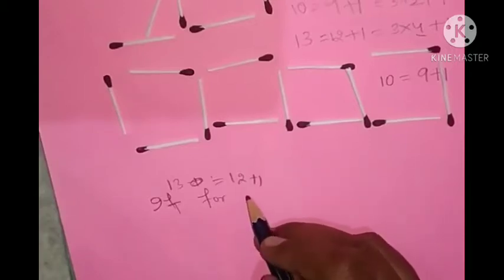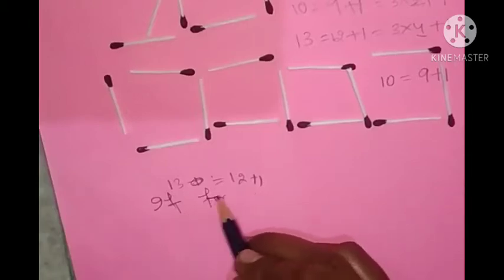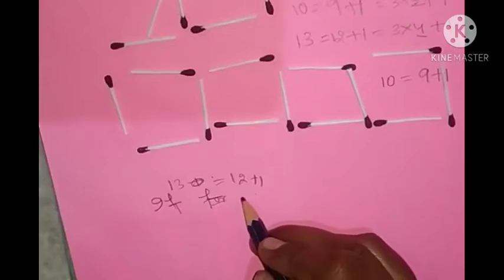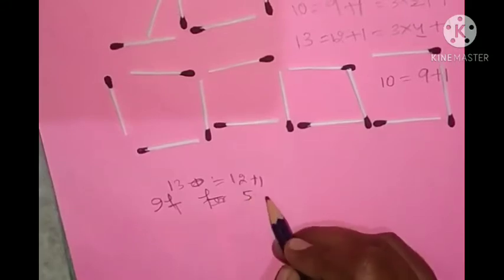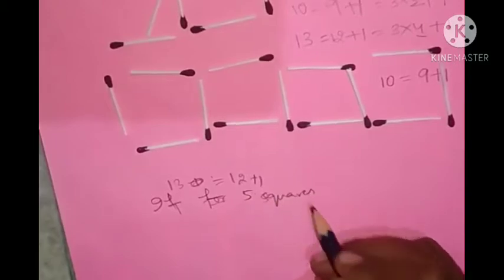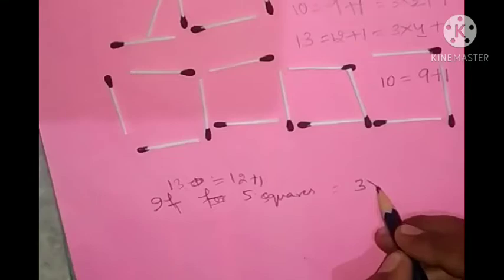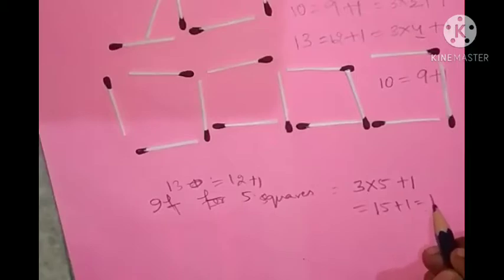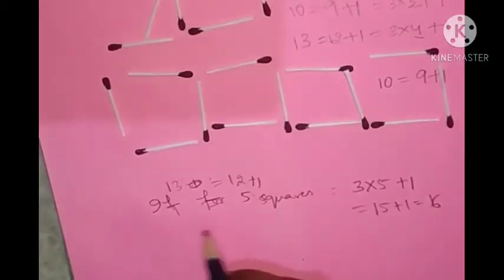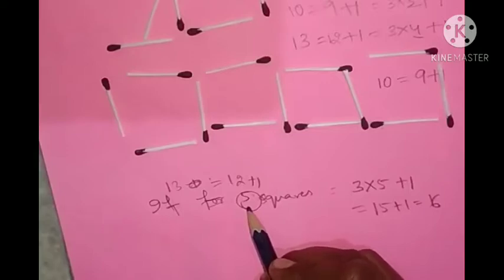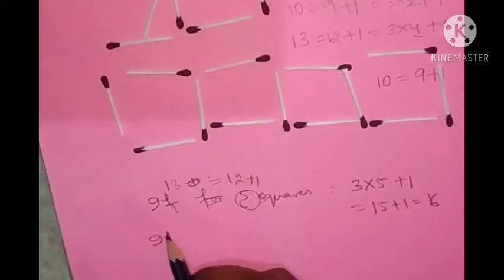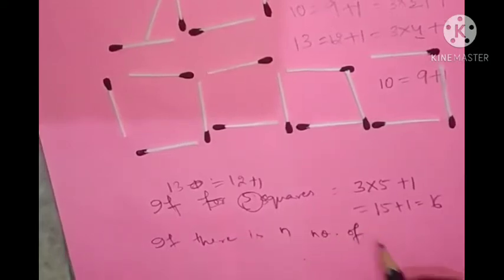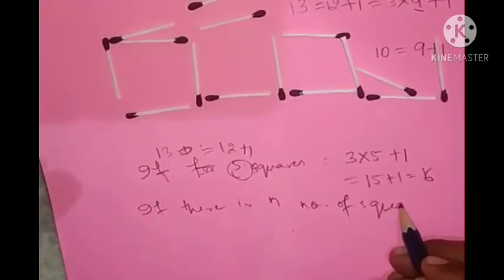So we will ask how many matchsticks we can use for 5 squares. For making 5 squares, you can write that directly 3 into 5 plus 1. That is 15 plus 1, that is 16. So in case of these 1, 2, 3, 4, 5, these are natural numbers.